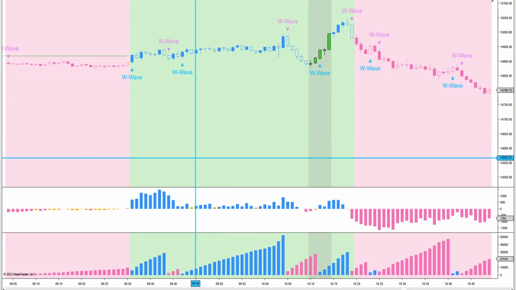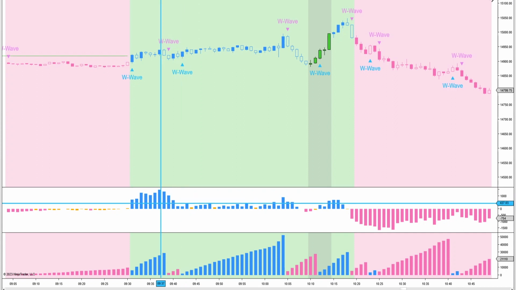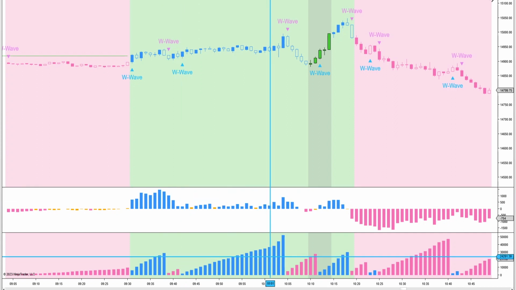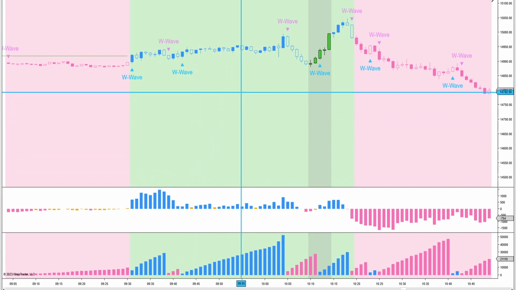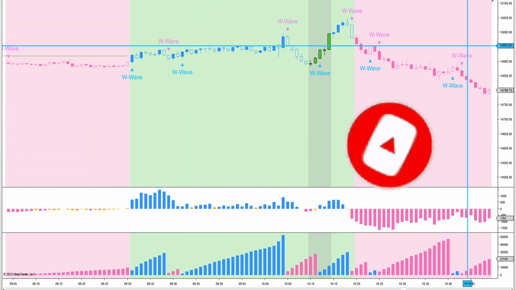I've really been enjoying this combination so far. I always like to have delta in my systems and volume as well, so this has been a great duo. It's definitely been helping me with added confirmation when I'm looking to get into a trade.